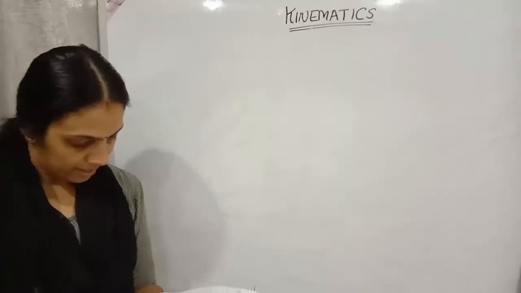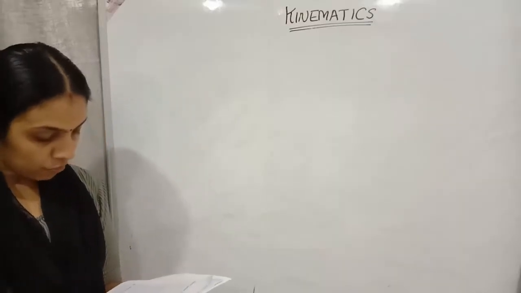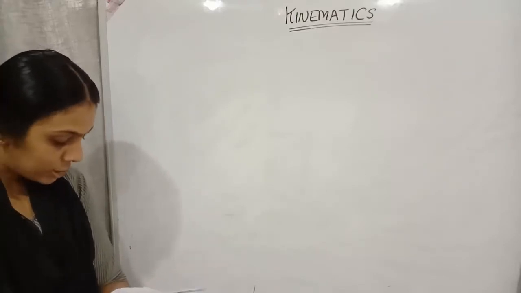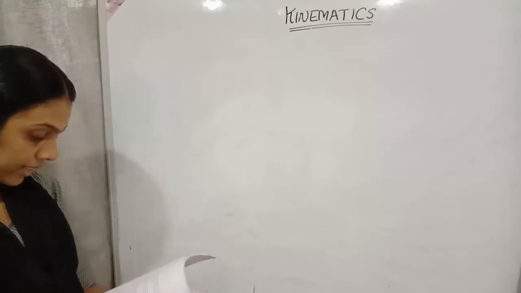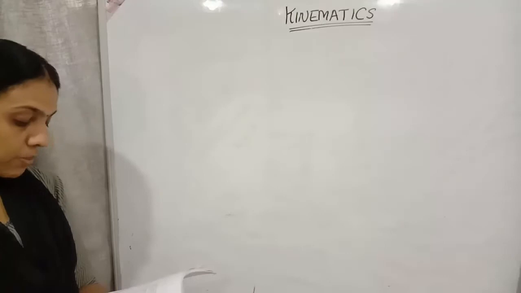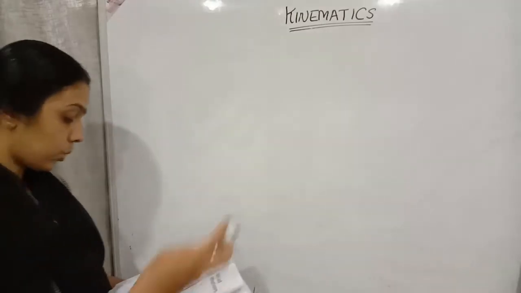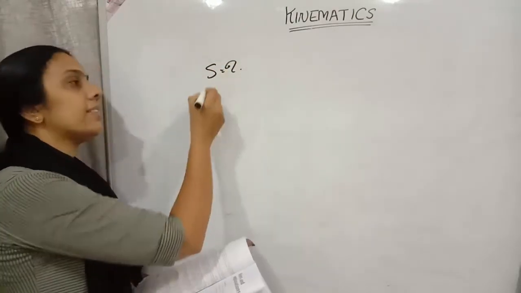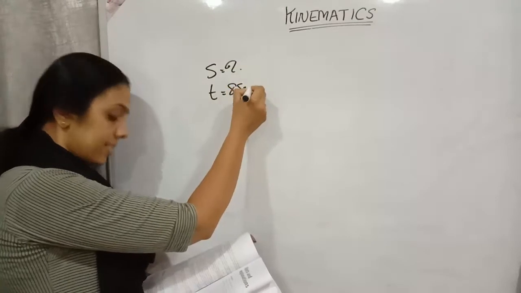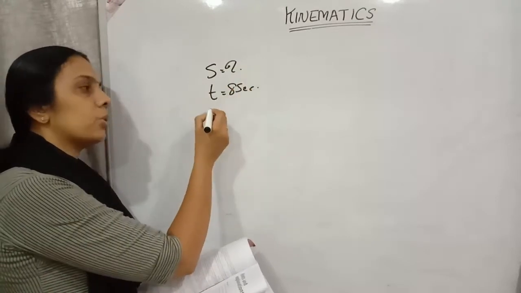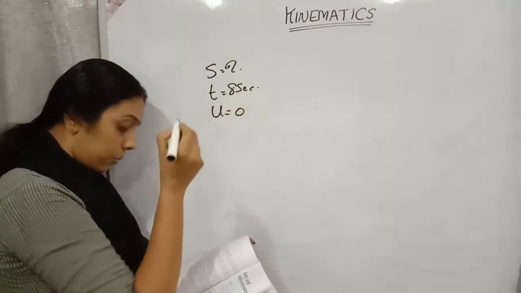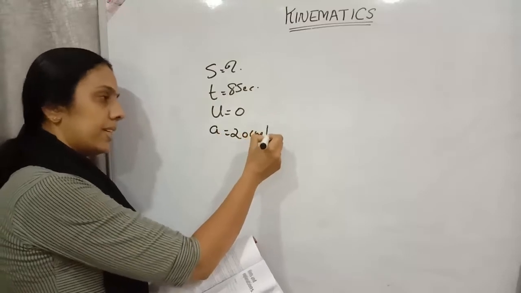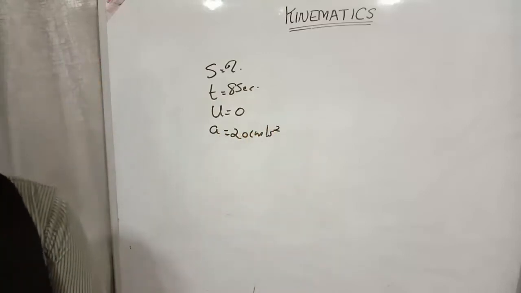So next one is the displacement of a body in 8 seconds starting from rest with an acceleration of 20 centimeter per second square. So we need to find out the displacement of a body in 8 seconds. That is a direct question. Time is given as 8 seconds, starting from rest, so initial velocity is equal to 0, with an acceleration of 20 centimeter per second square. So what is the displacement?